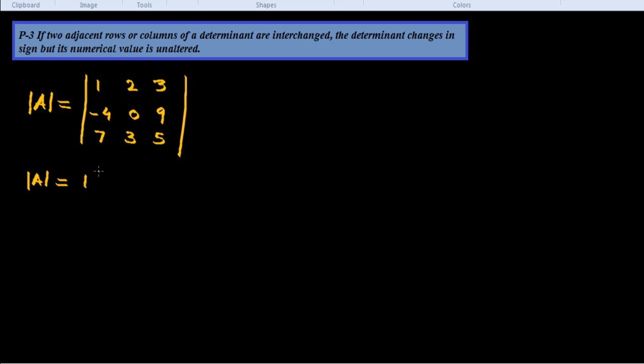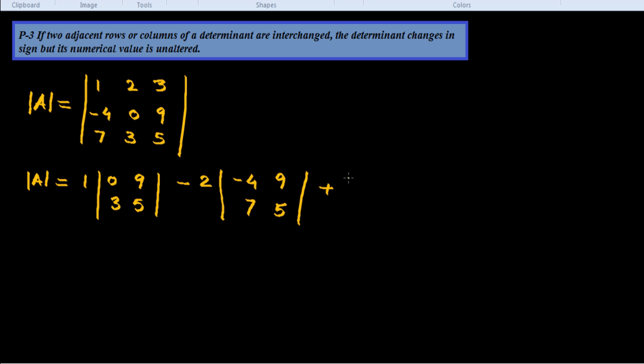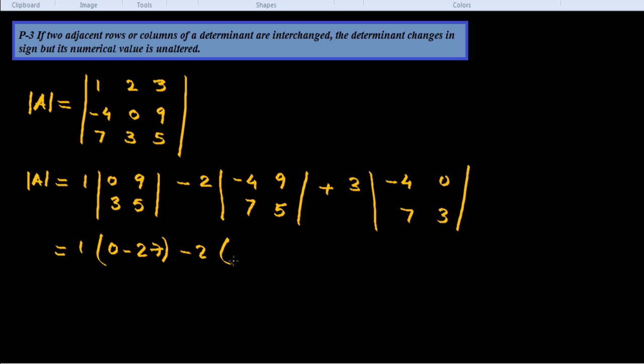So it is 1 times the minor 0, 9, 3, 5. We know how to expand this. The second sign would be negative, for 2, minus 2, and here minus 4, 9, 7, 5. And we take again a positive sign, which is 3, and minus 4, 0, 7, 3. This we have got. Now we simplify this.